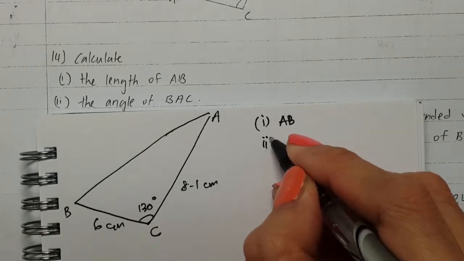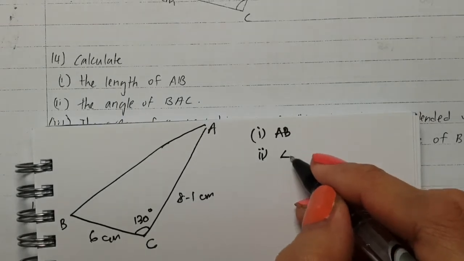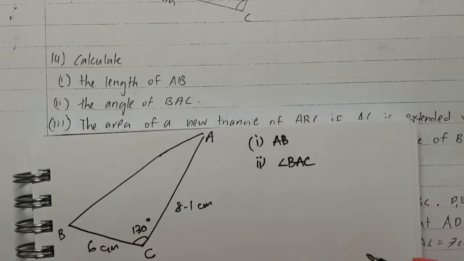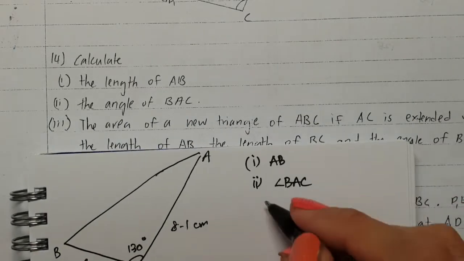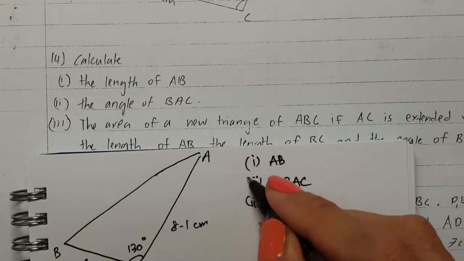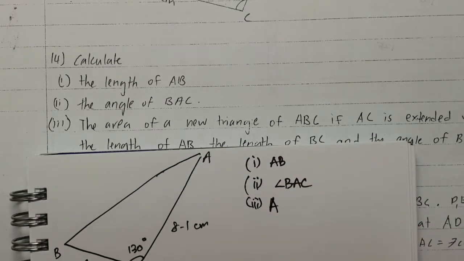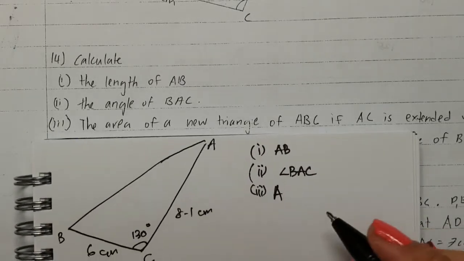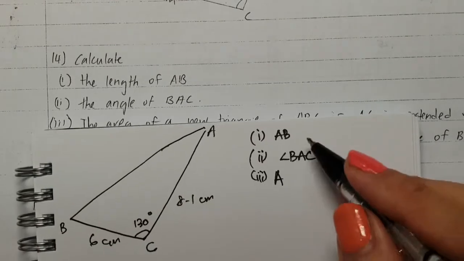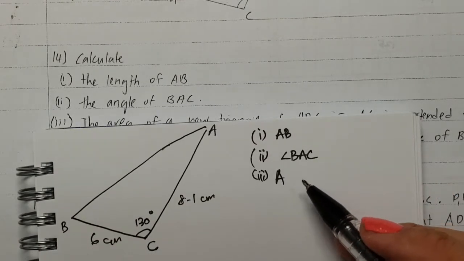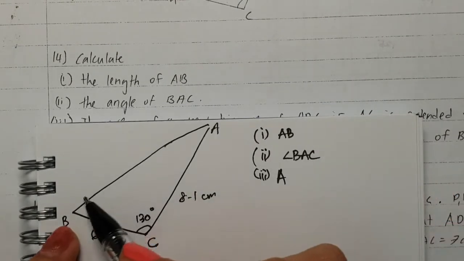And then the second part, we need to find the angle BAC. And then the third part, the area of the new triangle. We come to that later. All right, let's solve AB and angle BAC first. Where's AB? AB is here.